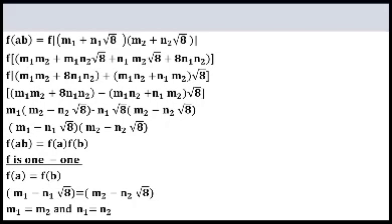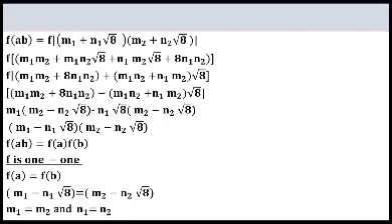We take m1 as common in the first and third terms. Therefore m1 into m2 minus n2 root 8, and we take minus n1 in the fourth term and second term. Therefore m2 minus n2 root 8. That is nothing but m1 minus n1 root 8 into m2 minus n2 root 8. Therefore f of ab is equal to f of a into f of b. Thus we prove that f is homomorphism.